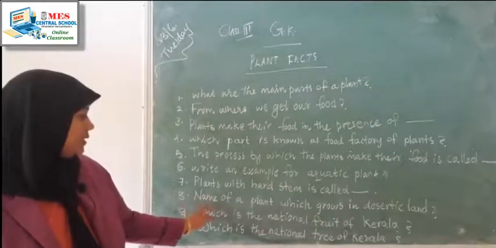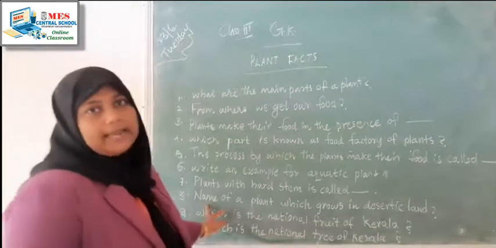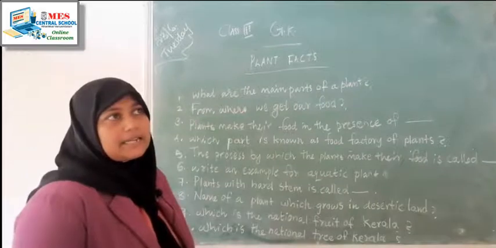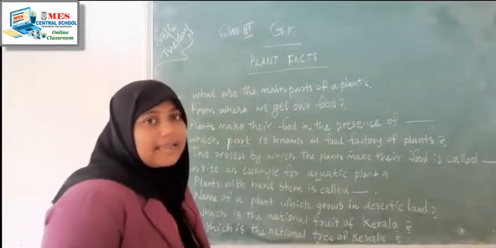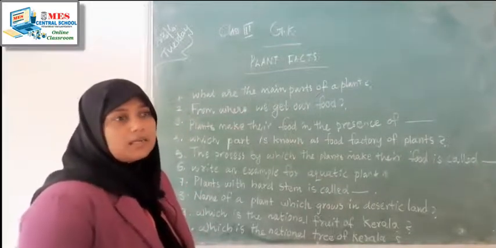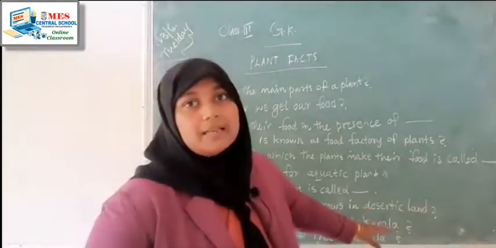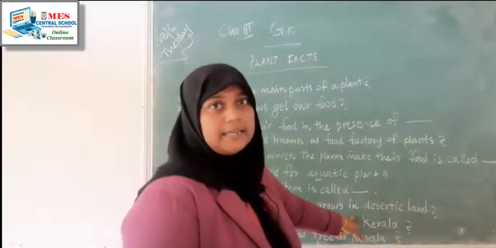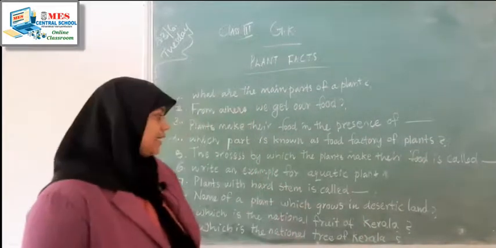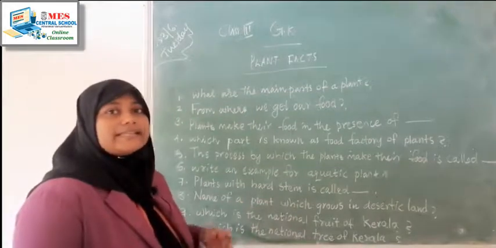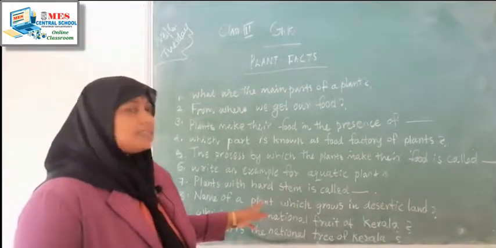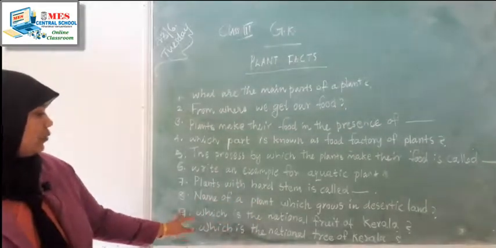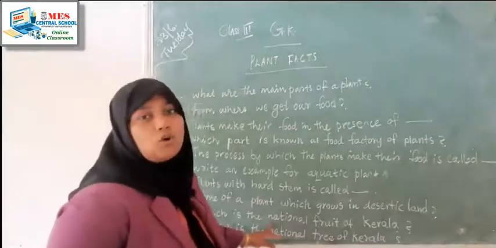Then the eighth question is, name a plant which grows in desertic land. Do you know what desertic land is? Land with very little water, very few water on the land. That is sandy land. So give one example of a plant which grows in sandy land. Then the ninth question is, which is the national fruit of Kerala?